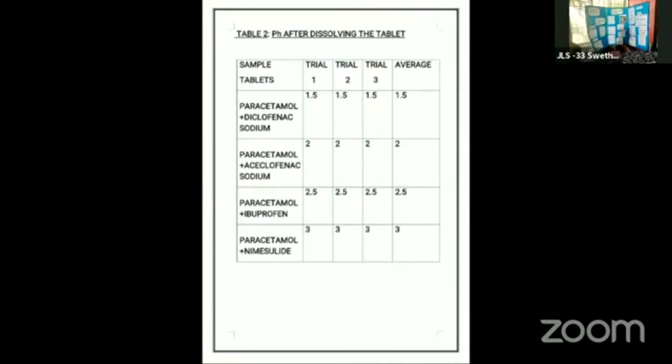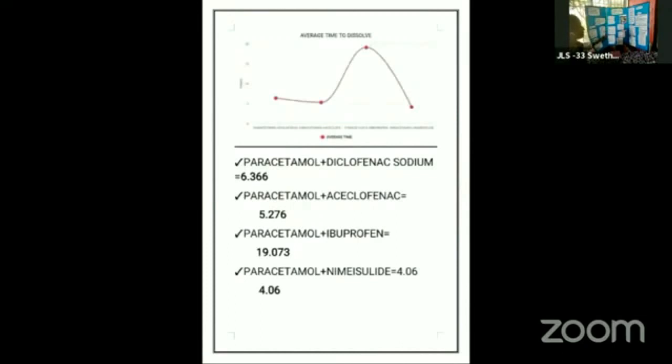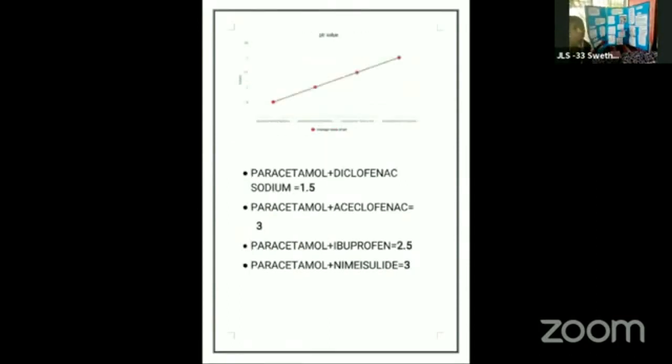According to the observation of these tabular columns and the graphs, I found that paracetamol plus nimesulide dissolves fast in average time of 4.6 minutes, and its pH value is 3. But all these tablets support the pH of the stomach.